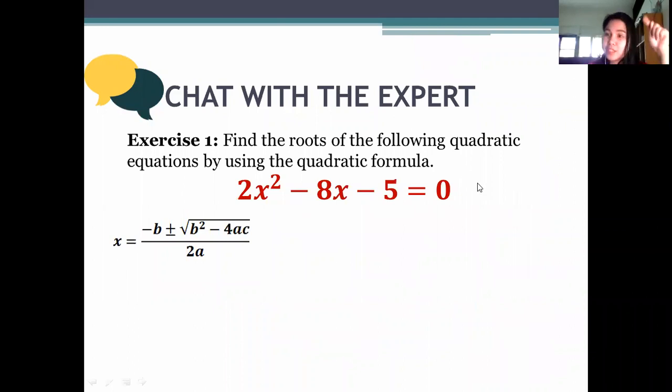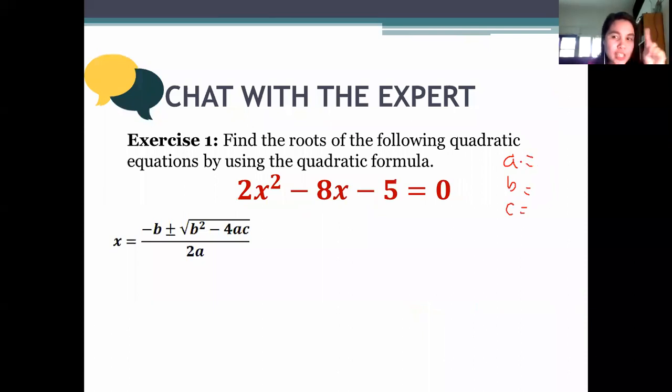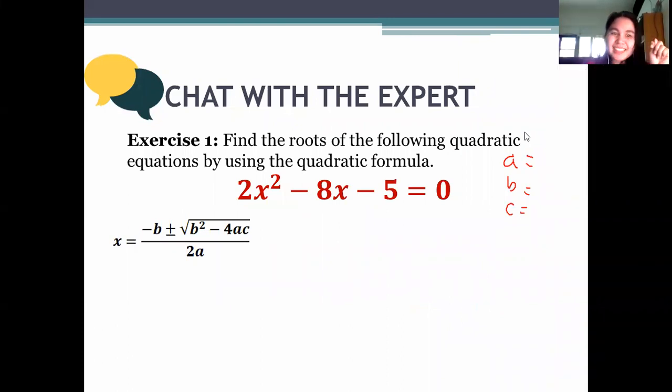Here. Now, in the chat box, tell me what's the value of A, B, and C. Ready? In the chat box. What's the value of A, B, and C? Very good. The value of A is 2. The value of B is negative 8. The value of C is negative 5.